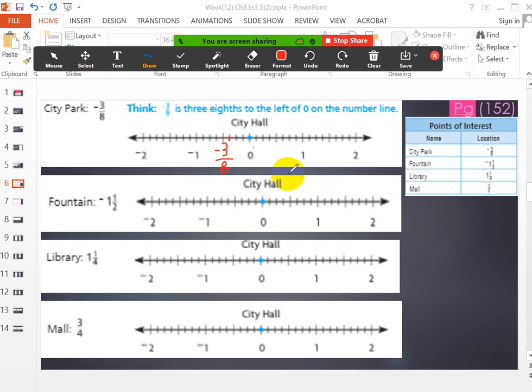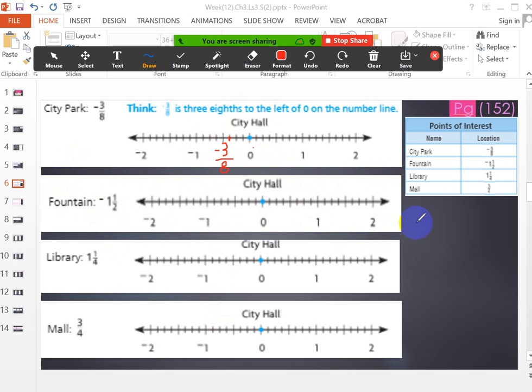3/8. This is the first number. Now what about the second one? -1 and 1/2. As we said, this is a fraction, girls. This is a mixed number.